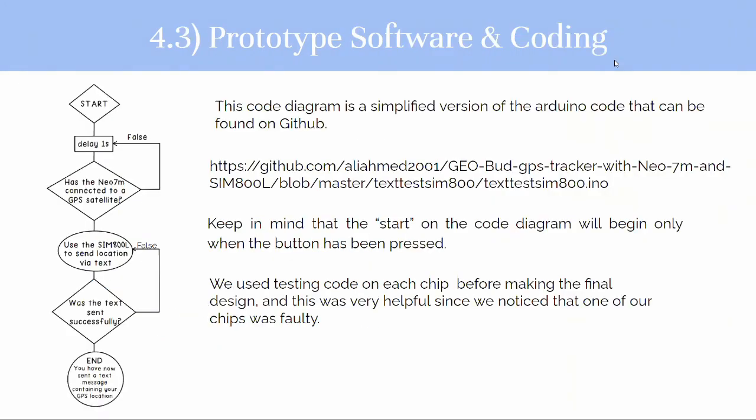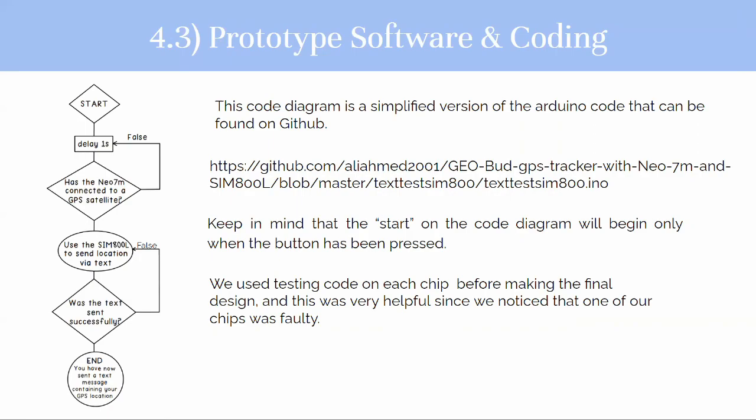On our left, we've got our simplified code diagram. It first starts, waits for a bit, and sees if the Neo 7M has connected to a GPS satellite. If it has, then it moves on to the next step. If it hasn't, then this step just keeps looping until it finally gets a connection. From that connection, we can get the latitude and longitude coordinates, send them over to the SIM 800L via the Arduino, and the SIM 800L can send that as a text message to us.